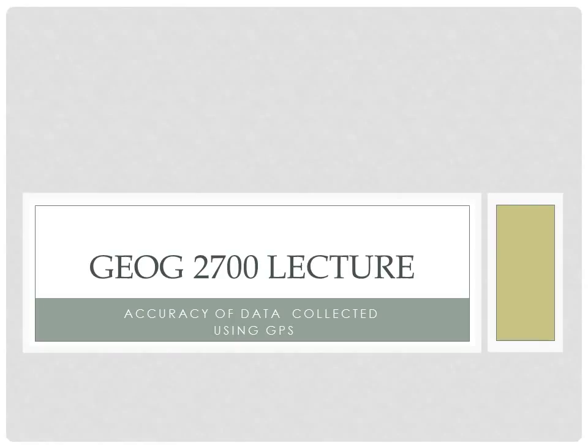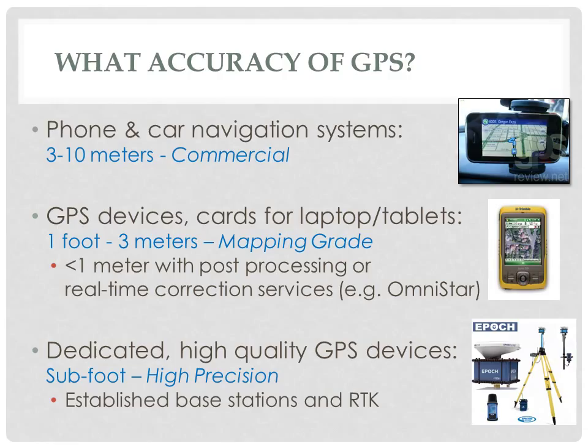In this second lecture file on GPS, we'll look at accuracy of data. First of all, it's important to be aware of the three different levels of accuracy and categories for GPS systems. One is the commercial level, the second is mapping grade, and the third is high precision. Commercial grade GPS systems would include phone and car navigation systems with accuracy in the range of 3 to 10 meters. Mapping grade devices include GPS devices with 1 foot to 3 meter accuracy, and potentially less than 1 meter accuracy with post-processing or real-time correction.